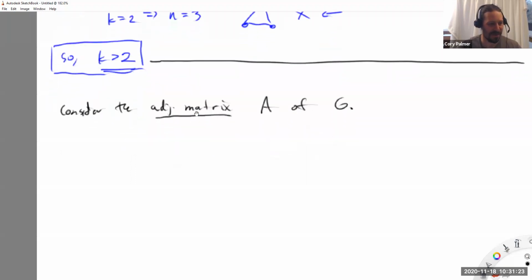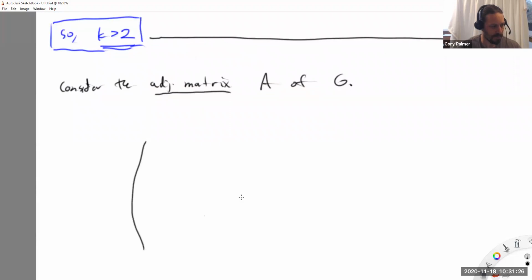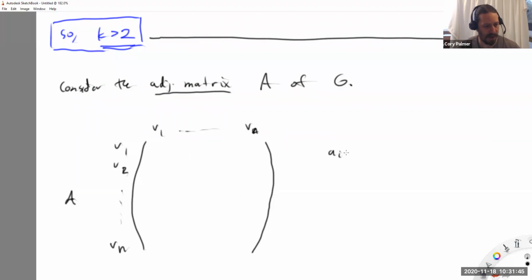So what is the adjacency matrix? It's really, really simple. So you have an n vertex graph. It's an n by n matrix indexed by the vertices v1, v2 up to vn, in both rows and columns. So this is A. And then let's say that entry ij equals 1 if and only if vi, vj is an edge. If they're adjacent to each other, right? And it equals 0 otherwise. Okay, so if it's not an edge.